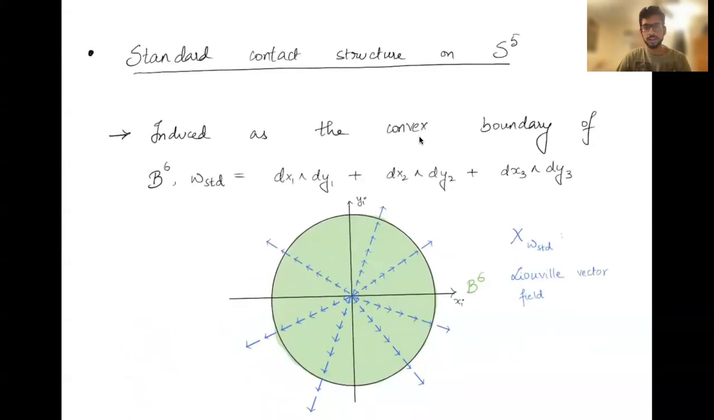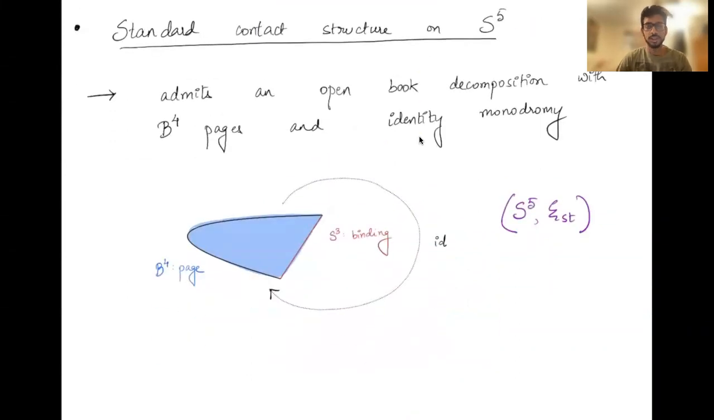So the standard contact structure on S5 can be thought of as being induced by the convex boundary of the standard symplectic six-dimensional ball. It's induced as being transverse to this Liouville vector field. It's supported by an open book decomposition, which has the four ball as pages, which have the standard symplectic structure on them, and the monodromy is the identity, and S3 is the binding of that open book.